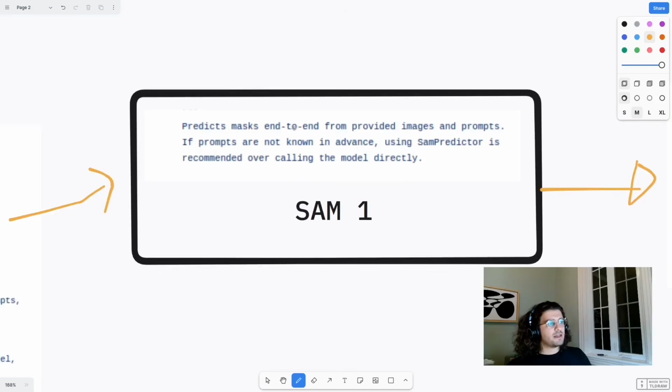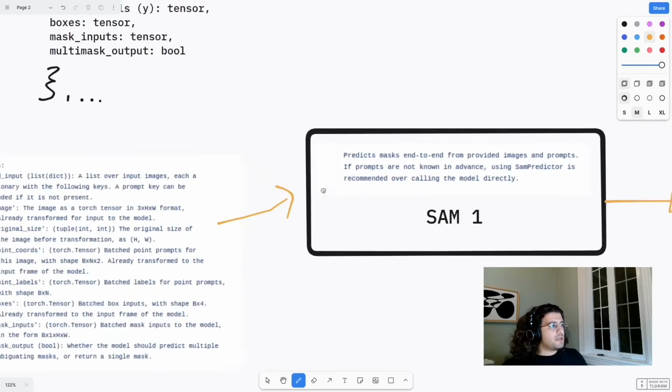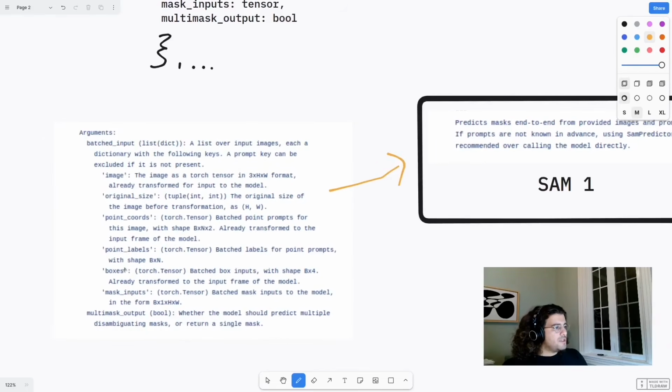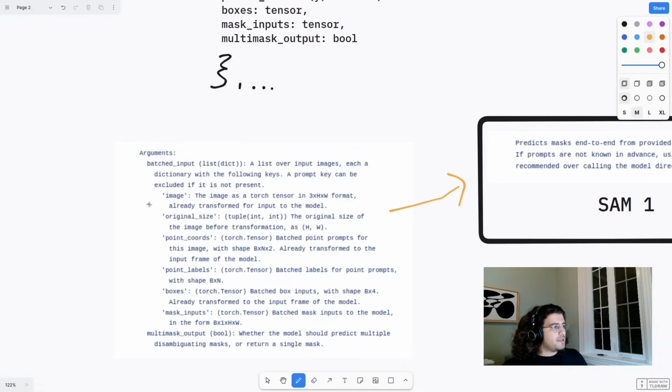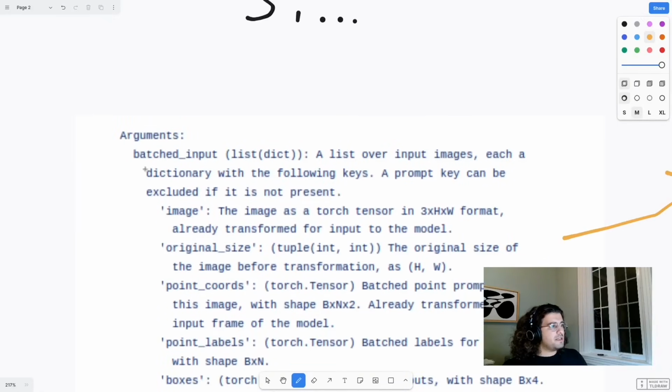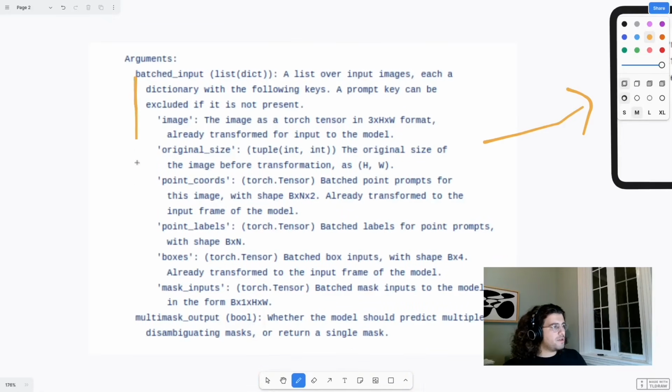It predicts the mask end-to-end from the provided image and prompt. If prompts are not known in advance, using SAM predictor is recommended over calling the model directly. SAM predictor, we saw it in the code work that we've done before. It's just a wrapper on SAM, so you don't need to know this. Let's take a look at the input. We have all of these, and the important part is basically this whole part over here, from here to here. It's a list of dictionaries.